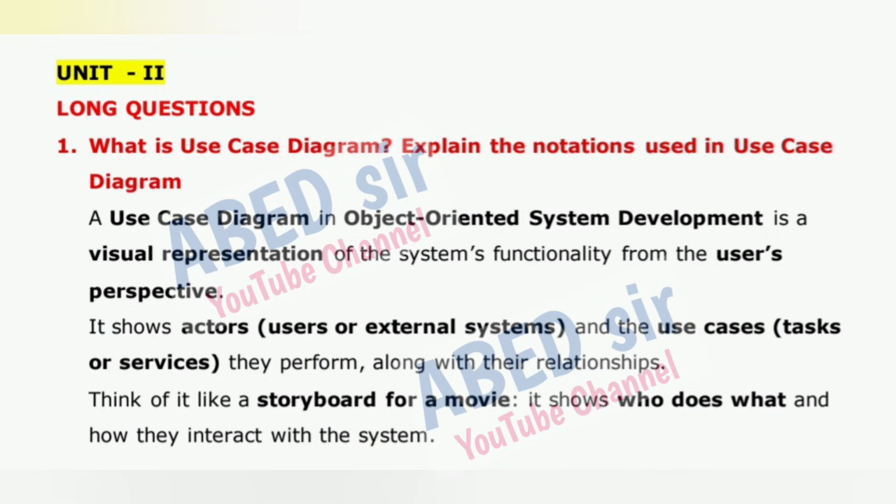A use case diagram in object-oriented system development is a visual representation of the system's functionality from the user's perspective. It shows actors, users or external systems, and the use cases, tasks or services they perform, along with their relationships. Think of it like a storyboard for a movie. It shows who does what and how they interact with the system.